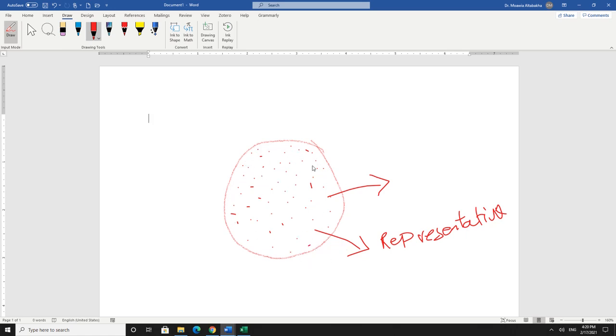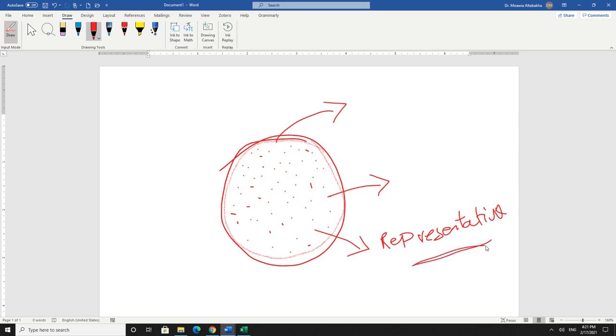The more you take, the closer you are to the value for the whole population. If you take the whole population, you will get accurate results. Your results will be true. If you take the whole population, the results are what we call true results. But if you take a sample, it has to be representative.